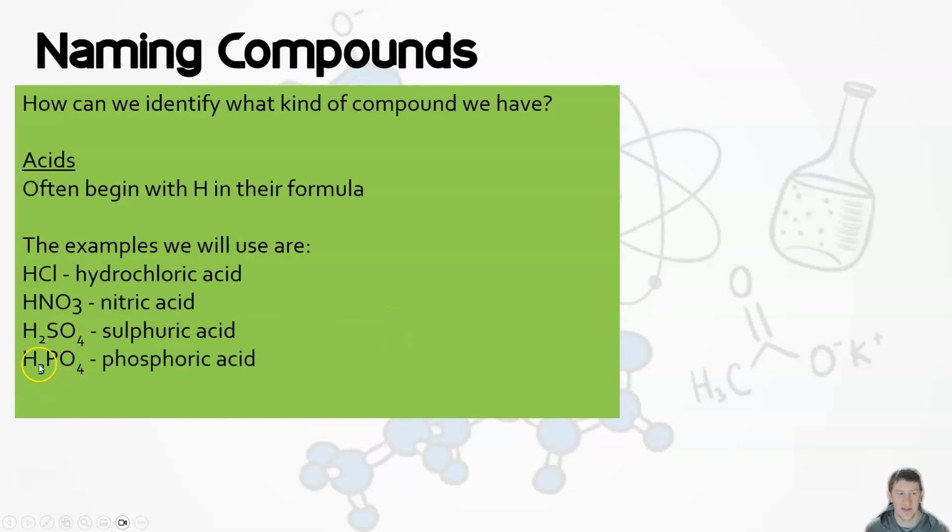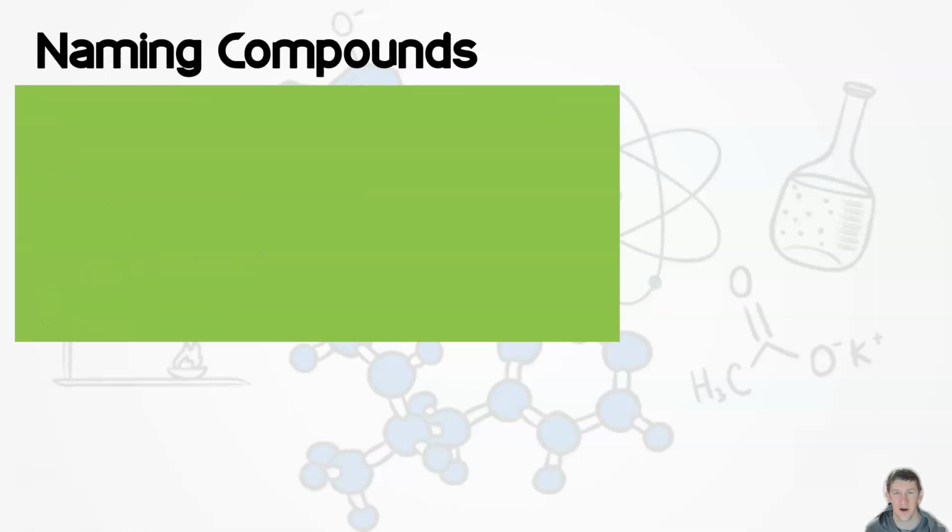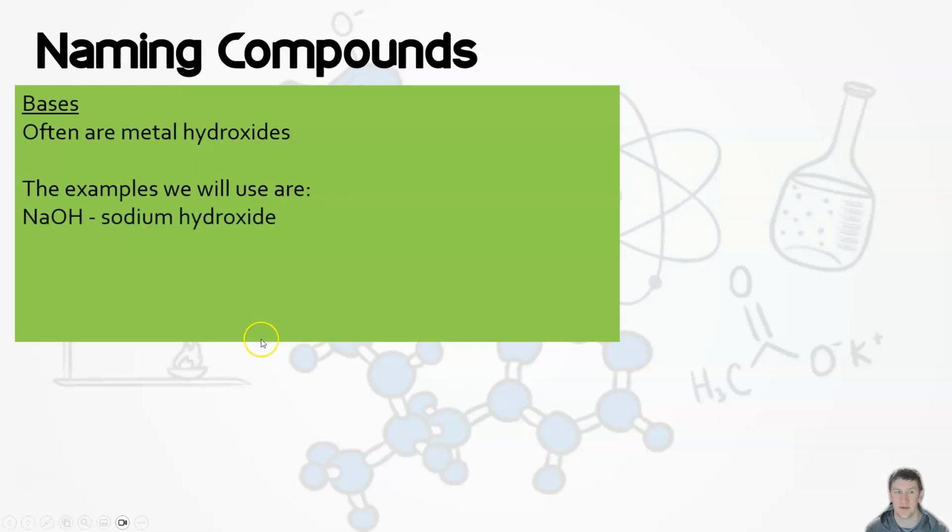Phosphoric, same principle, it's named after the P, the phosphorus. It's got an H in front that tells us it's an acid. So we're looking for H's in the front of the chemical equations to identify acids. For bases, they often have metal hydroxides. So some of the examples we're going to see are sodium hydroxide.